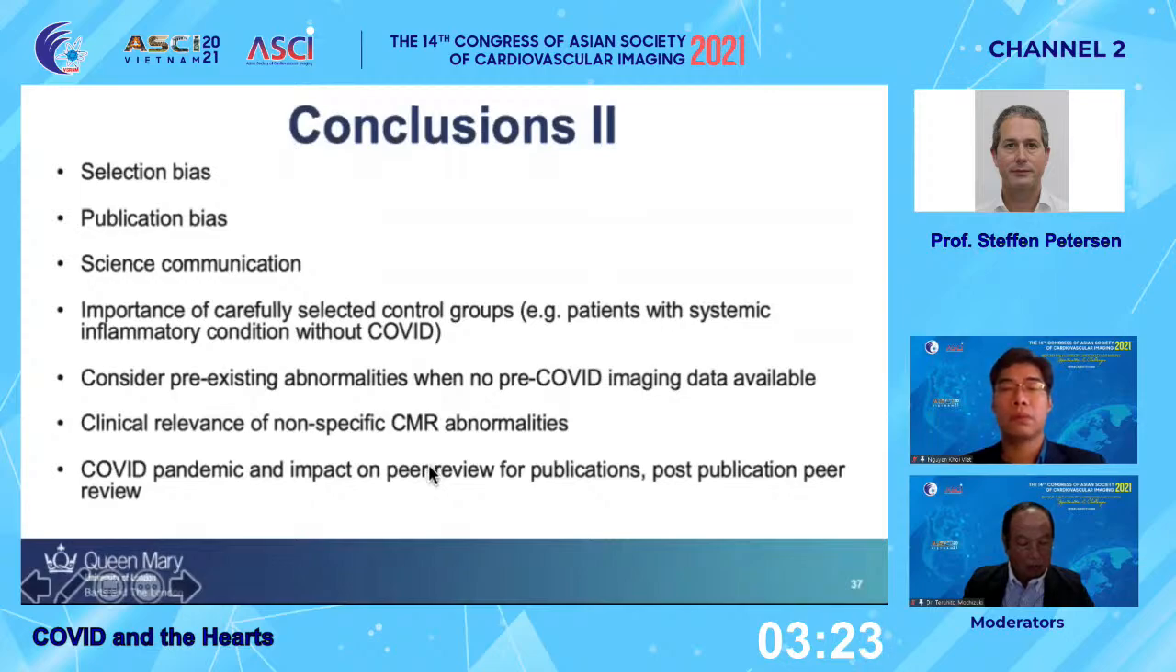Next, the importance of carefully selected control groups has been highlighted. And I think the ideal control group, but that's difficult to do, would be patients with systemic inflammatory conditions without COVID. We need to consider pre-existing abnormalities when no pre-COVID imaging data available. We need to consider the clinical relevance of non-specific CMR abnormalities like RV-LV insertion point late gadolinium enhancement. And the COVID pandemic and the impact on the peer review for publications, post-publication peer review. This is what I've already mentioned.